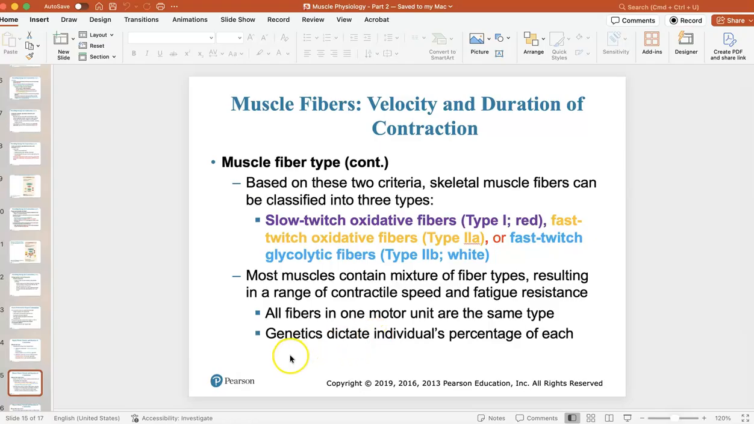Now, this is where it gets super cool. Genetics dictates the individual's percentage of each, like I mentioned before. So that's why certain people are, I don't like to use the term predisposed very often, but certain people are predisposed to potential success in particular events. I am a huge fan of the Olympics, whether that's Winter Olympics, Summer Olympics. If it's on, I'm watching it. And so I think of Olympic events.